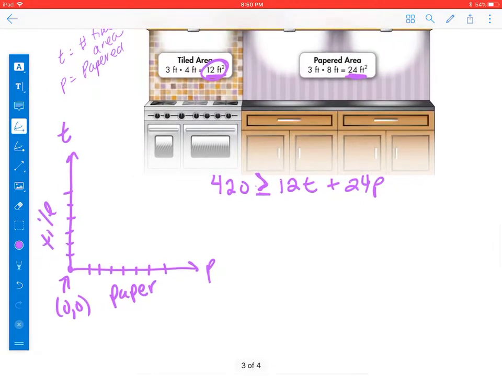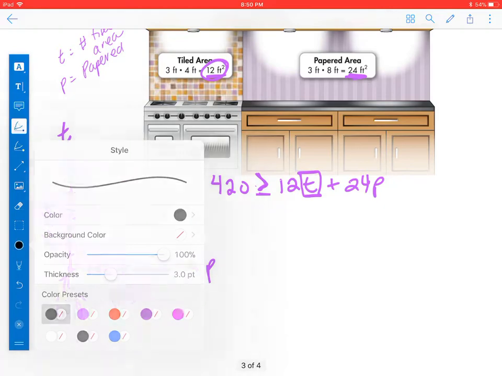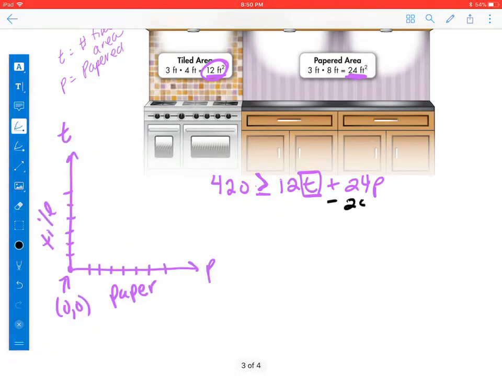Or in terms, I'm going to set this as t, and this will be p. Now, that means that in order for me to be able to graph this, I need to solve my inequality in terms of t. So in the way of getting my t by itself is my 24p. So now I need to subtract it from both sides.